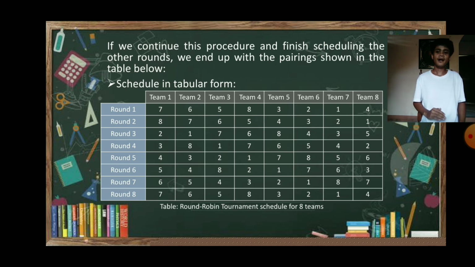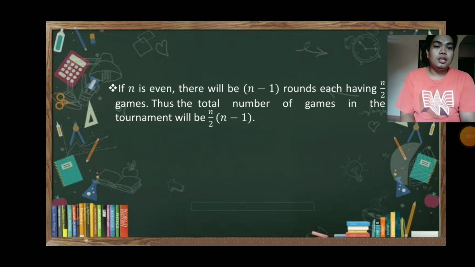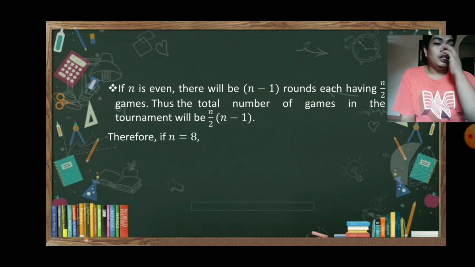If we continue the process up to round 8, the tabular form represents the result of it. So if n is even, there will be n minus 1 rounds, each having n over 2 games. Thus, the total number of games in the tournament will be n over 2 times the quantity of n minus 1. In the example, n is equal to 8.